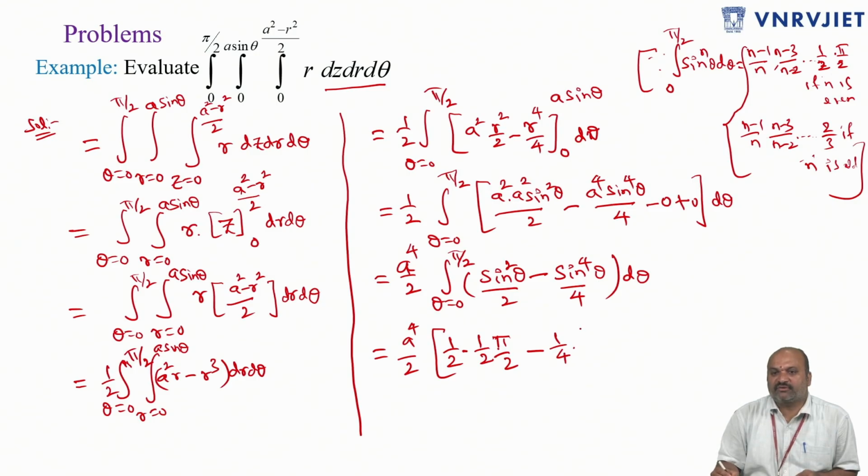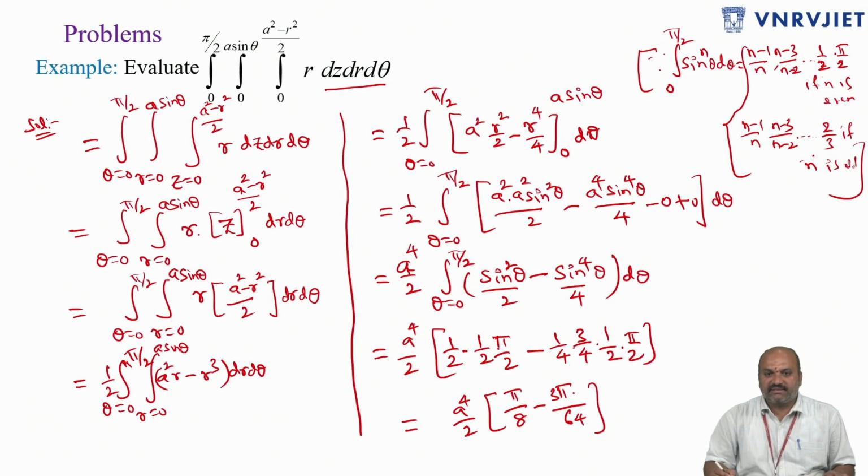Minus sin power 4 theta, 1/4. Sin power 4, n equals 4, so (n-1)/n times (n-3)/(n-2), where 4 minus 1 is 3 by 4, n minus 2 is 2, 1 by 2, into pi/2. This is equal to a^4/2, which is pi/8 minus 3 pi/64.